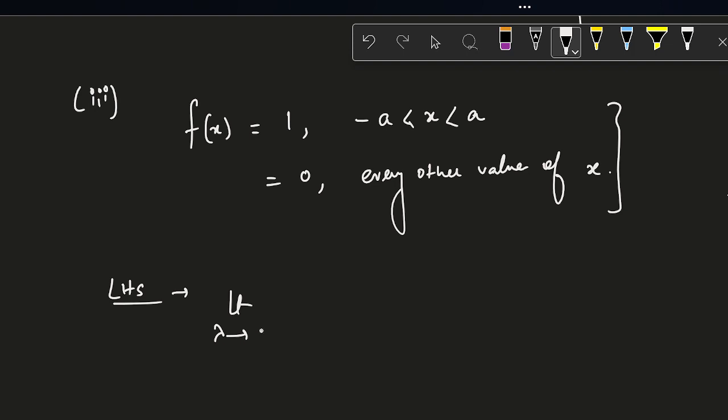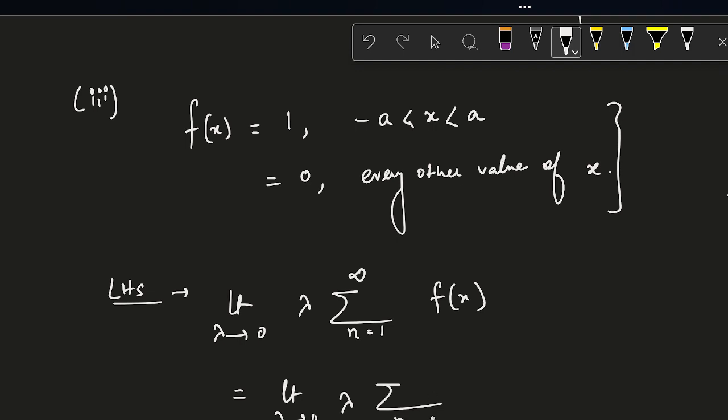So it is limit lambda tends to 0, then lambda times the sum over n equal to 1 to infinity of f of x, right? But here let's see, our n is from 1 to infinity in the summation, with limit lambda tends to 0, but f of x, the functional value, can only show a finite non-zero value up to a, right? So if n starts from 1, then maximum it can go up to a by lambda and not infinity.